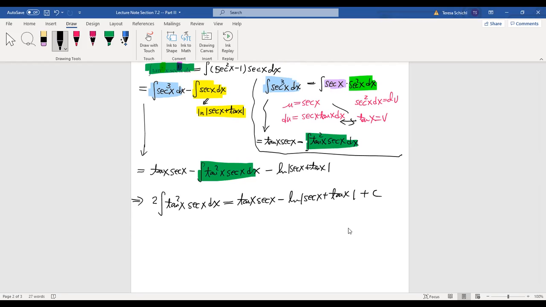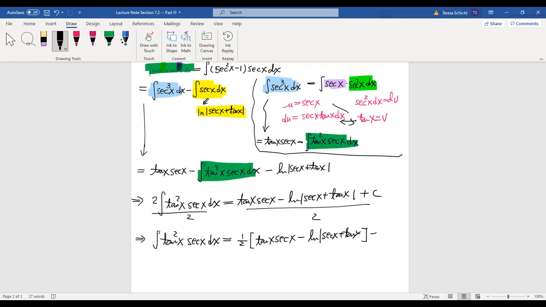Now because I'm looking for the integral of tangent square x secant x dx, I can divide by 2. So finally I get my answer: the integral of tangent square x secant x dx equals 1/2 times the quantity tangent x secant x minus natural log of secant x plus tangent x, plus 1/2 c, which you can call plus some c star. So this will be the answer.